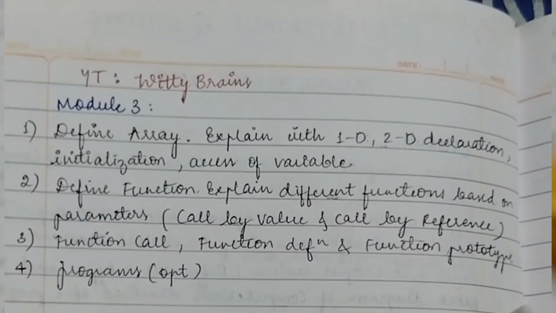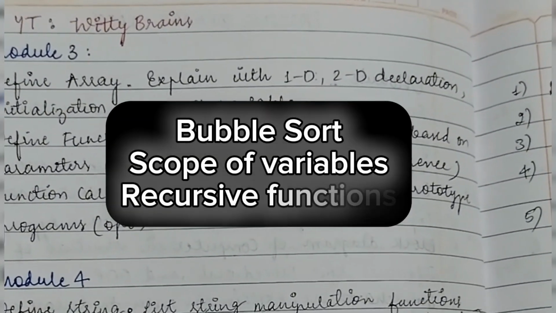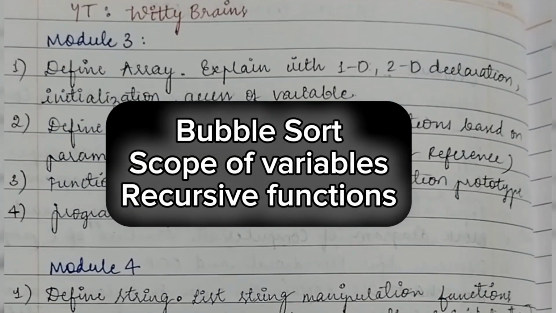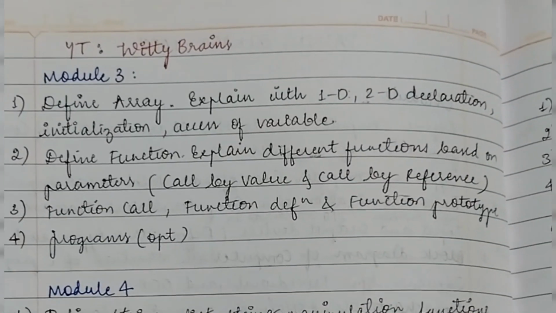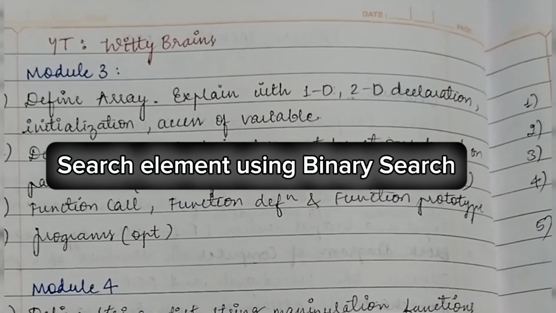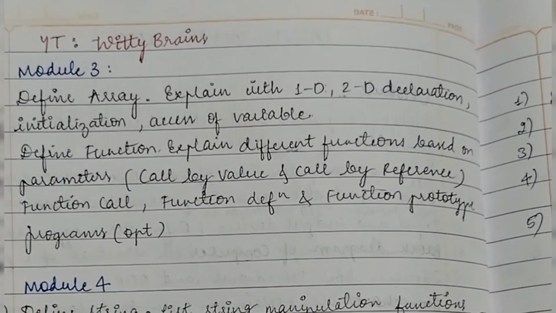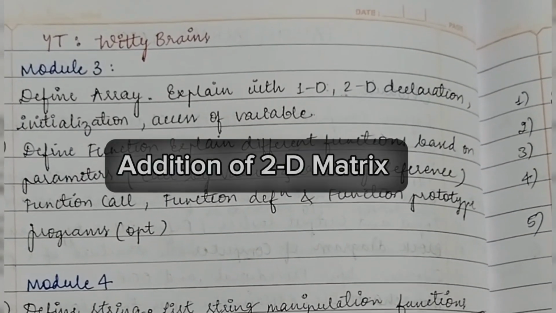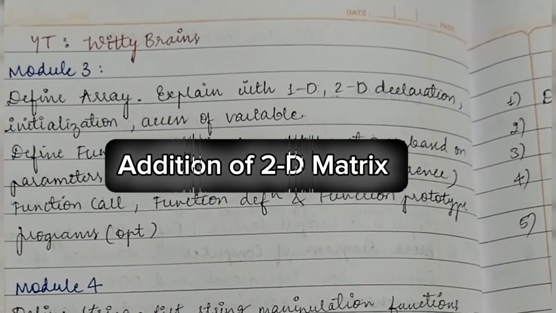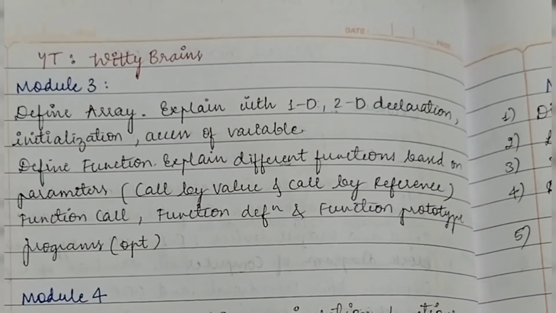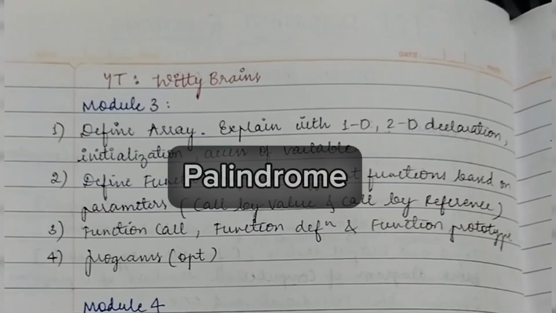Okay, like bubble sort program, scope of variables, recursive functions, and they can even ask you to search an element using binary search technique. Okay, or to write a C program to perform addition of 2-dimensional matrix. Okay, so any types of questions will be asked. Palindrome can also be asked.